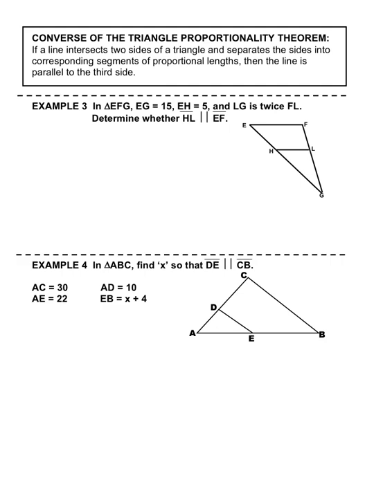So let's look at this first example. It says in triangle EFG, EG is 15. I'm going to go ahead and label that. So EG is 15, and then EH is 5, so this portion here is 5, and then LG is twice FL. So LG is 2 times x, whereas FL is x. In other words, if FL is x, LG is 2 times that x, since it's twice FL.